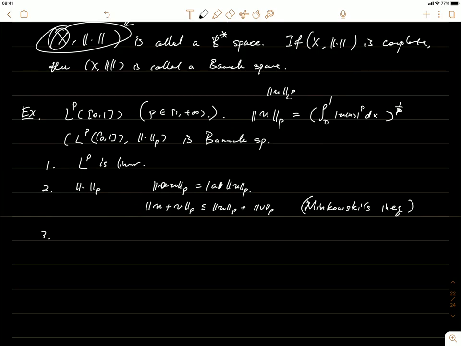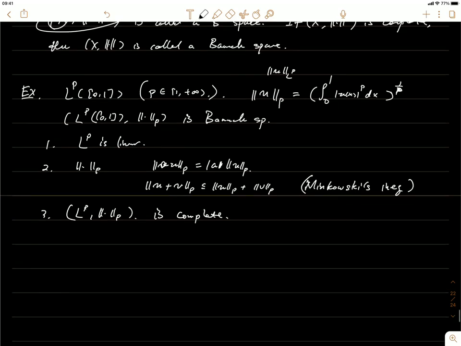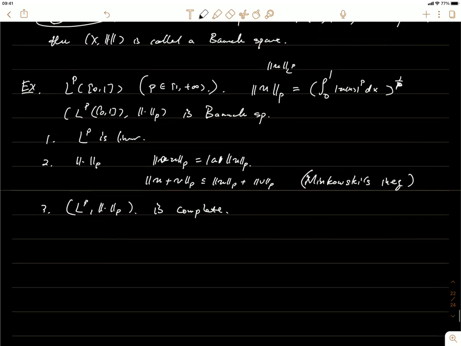The only thing left is to show that it's complete. We also showed that the LP space with the norm defined this way is complete. That's also something we have shown in usual analysis, so I will not repeat it here. You can go back and check the notes. So that's one typical example. Another typical example is the lp space, and that is the space of vectors.